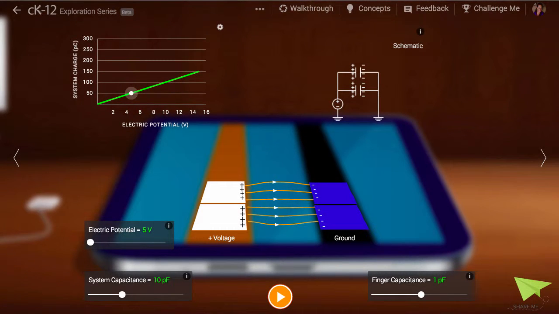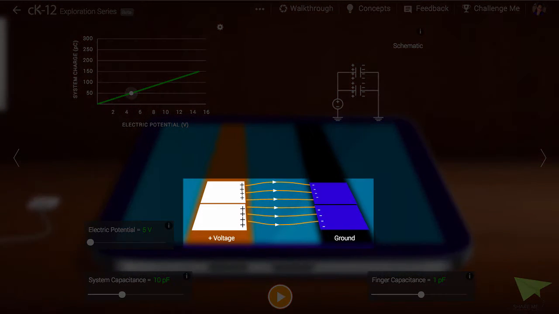The device shown here reacts to human touch. Well, how is that possible? One way this could work is as follows. Underneath the screen is a series of small metal pads, much smaller than shown here.